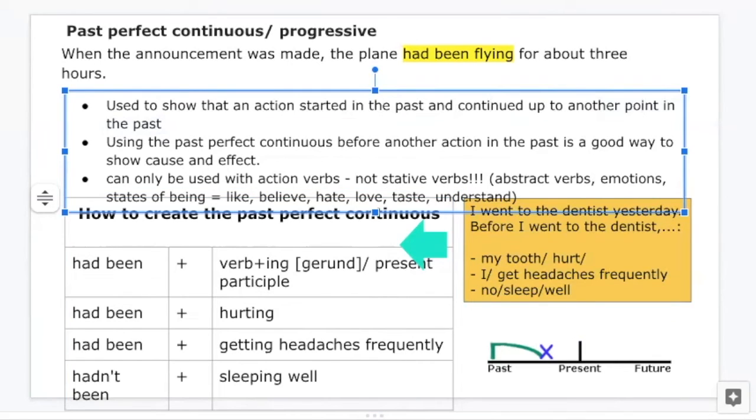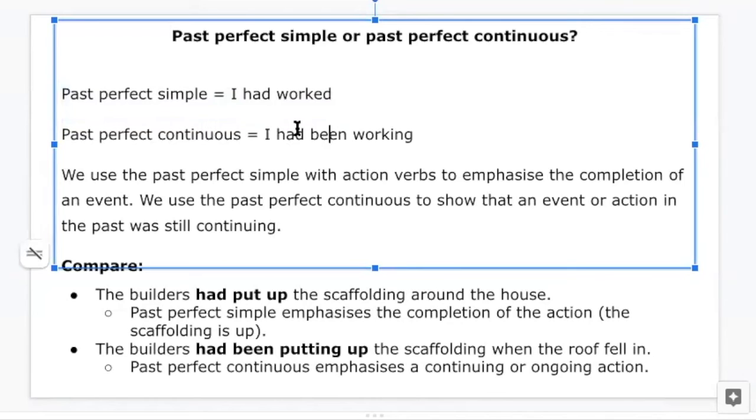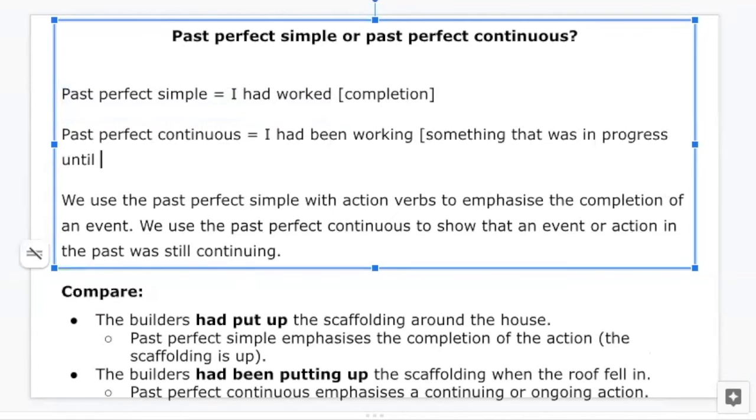So first I want to just cover two things. Why would we use the past perfect simple or the past perfect continuous? What's the difference? So I had worked versus I had been working, right? Much like we mentioned, this emphasizes completion. I had worked. Whereas this is something that was in progress until another event in the past interrupted it.